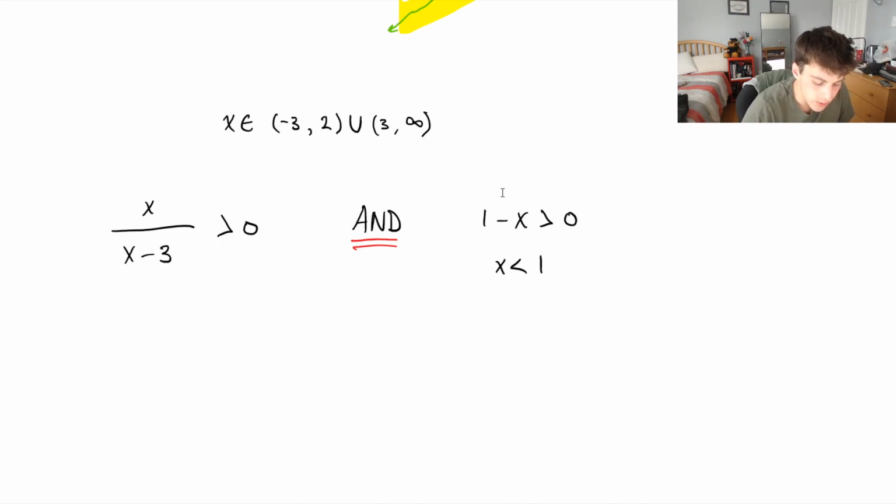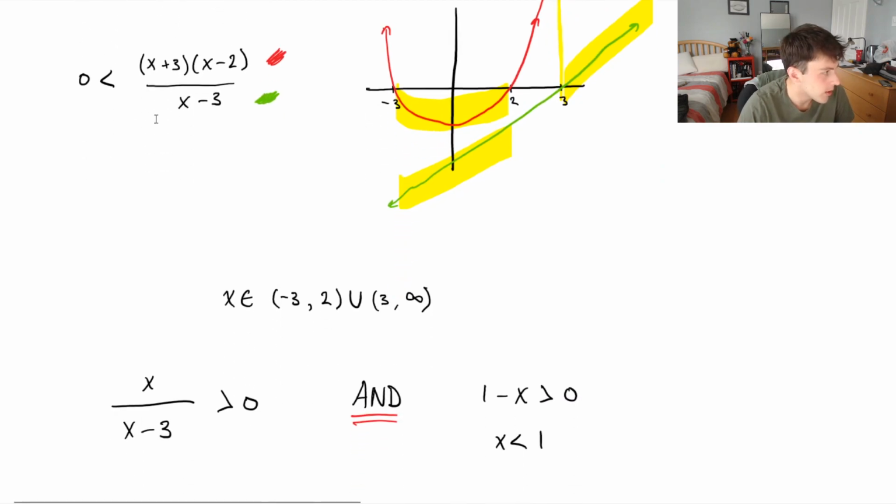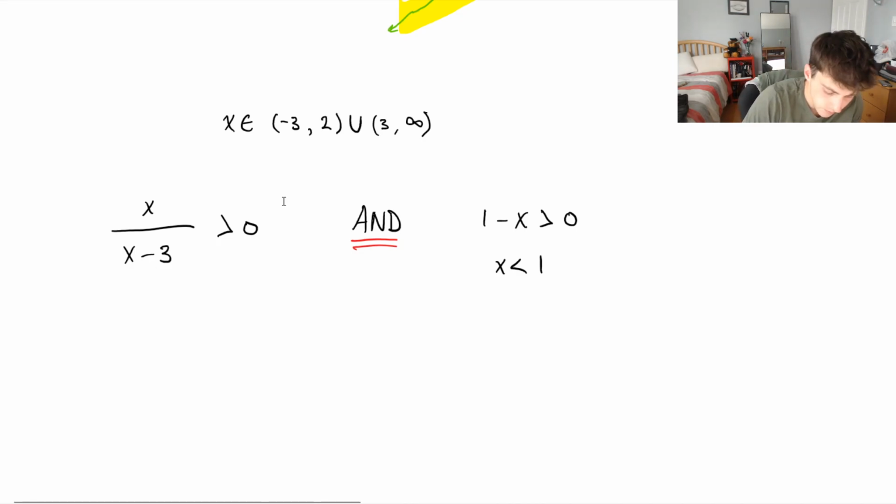Now let's look at the other one, x over x minus 3. And recall that when we had that rational function inequality in the previous step, we looked at the numerator and then we looked at the denominator and we saw when are they both positive or when are they both negative. So let's do the same thing.